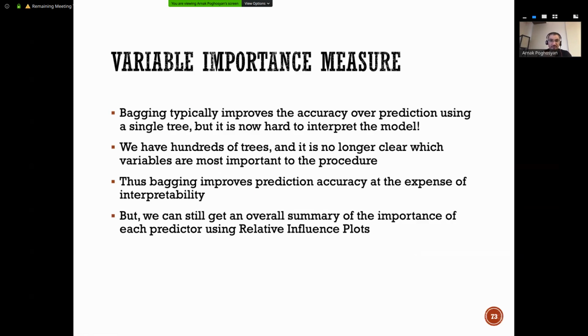Variable importance measure. Bagging typically improves the accuracy over prediction using a single tree, but it is now hard to interpret the model. In case of bagging and random forest, we have the same problem. We need to understand that in random forest also, we have 1,000 different decision trees. Then we are again finally aggregating. So the difference between bagging and random forest is that the individual trees are different, but the overall aggregation is the same as in bagging.